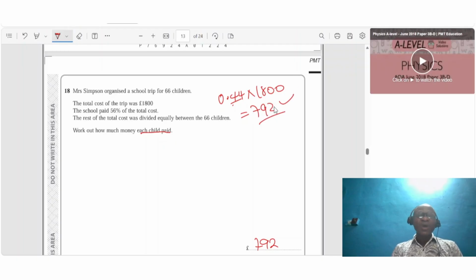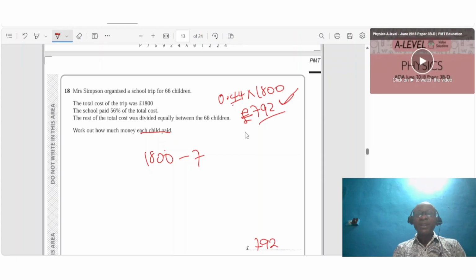Okay, your method is correct, but do you know that what you worked out is not the final answer? What you actually worked out is the amount that the school will pay, because the question said the total cost of the trip was 1,800. So the school paid 56%. Your subtraction of 56 from 100 and multiplying is very correct, but that is the amount that the school is paying. So what you now need to do last is the total cost of the trip minus the amount.